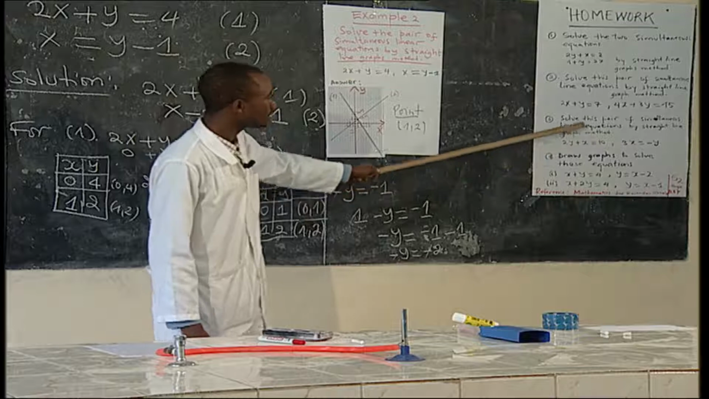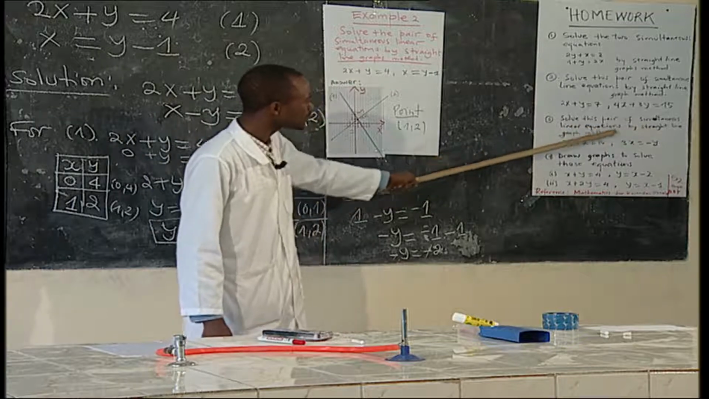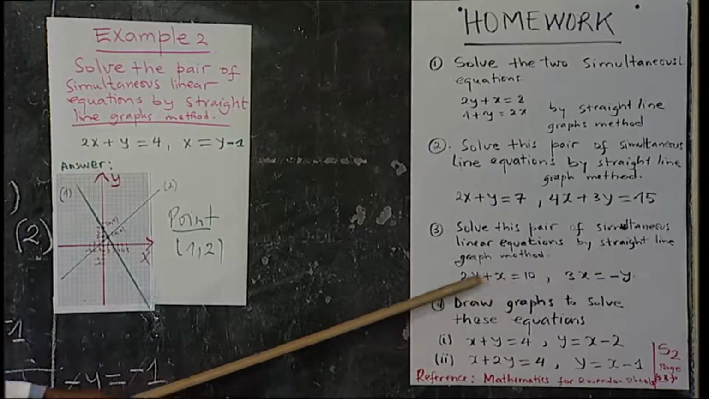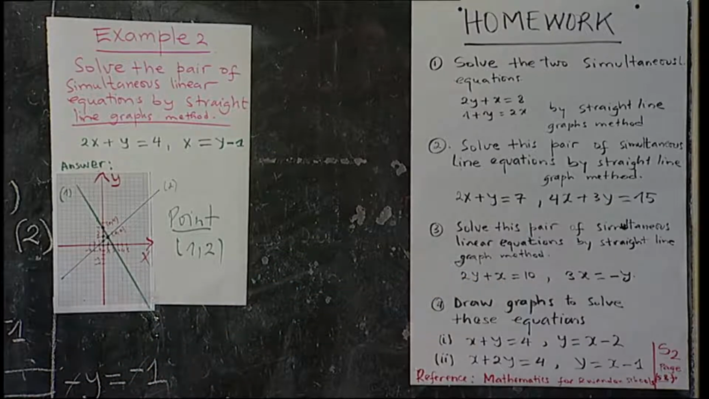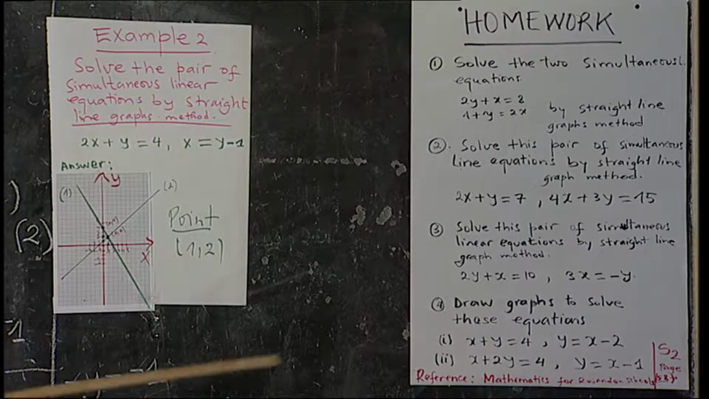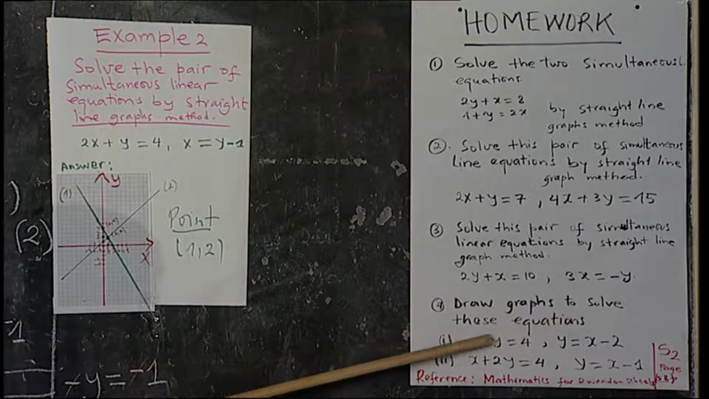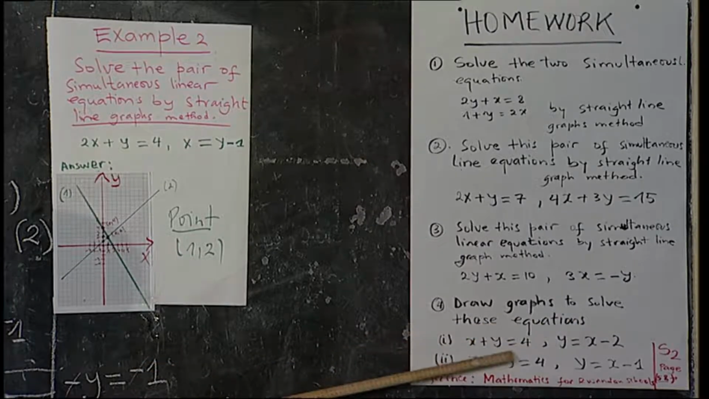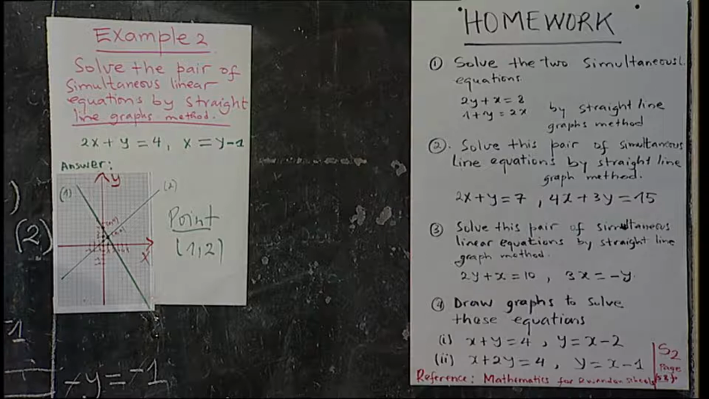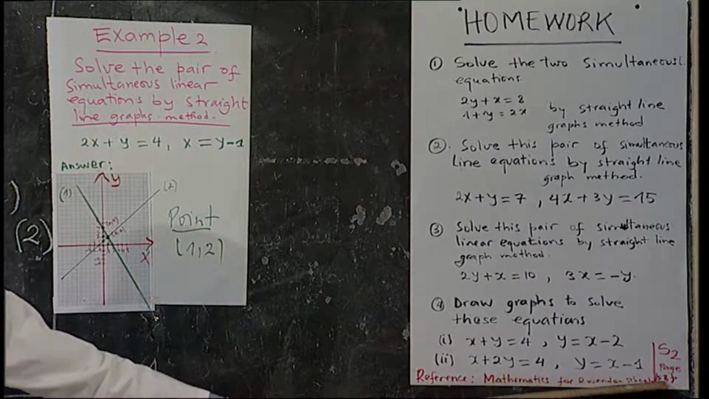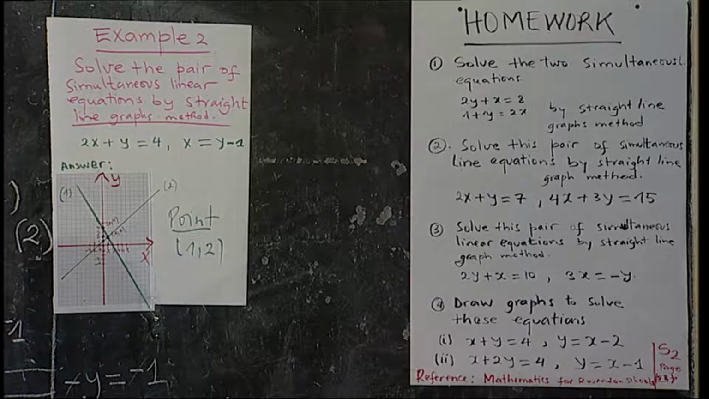Number 3, solve the pair of simultaneous linear equations by the straight line graph method. Remember, I told you we are using a straight line graph method, not any other method today. We will be learning other methods next time. And the last question is like the other ones, only that the numbers are different. You draw graph to solve these equations as they are written over here. And the page, it's page 58 in the book of Mathematics Senior 2. You can check more exercises over there.